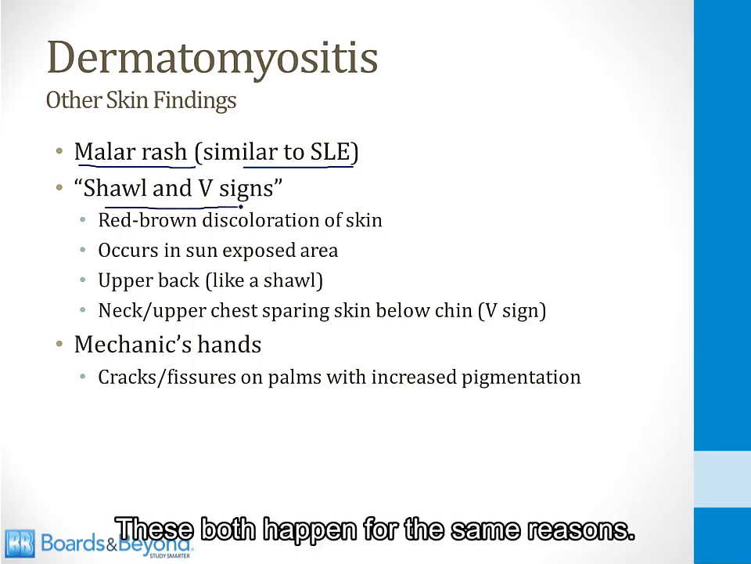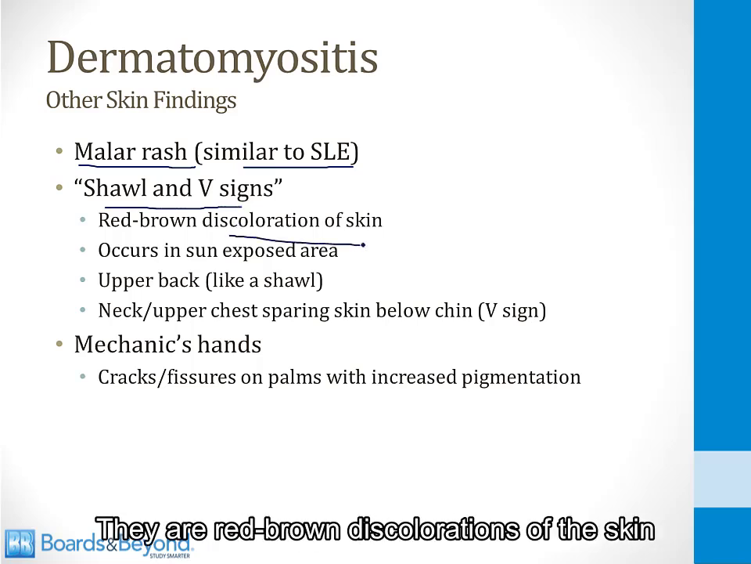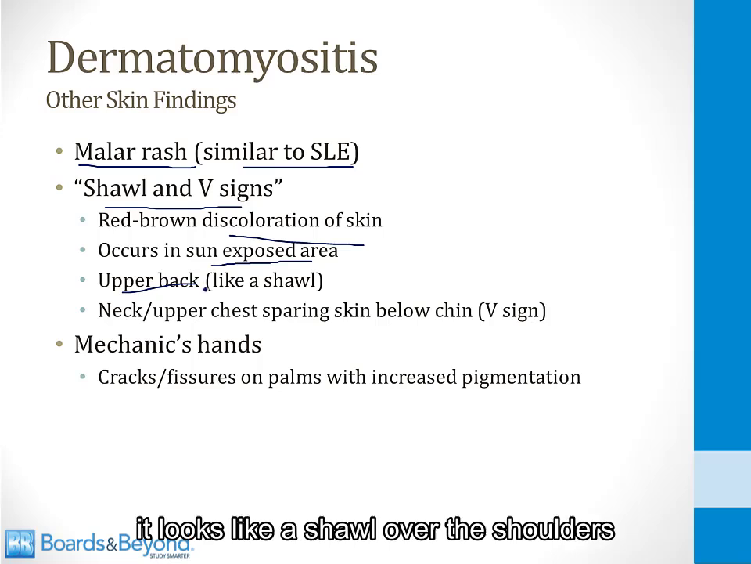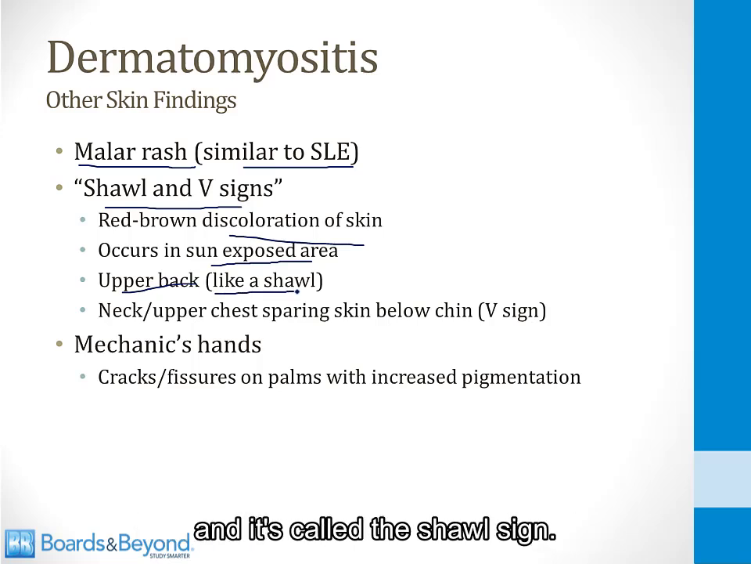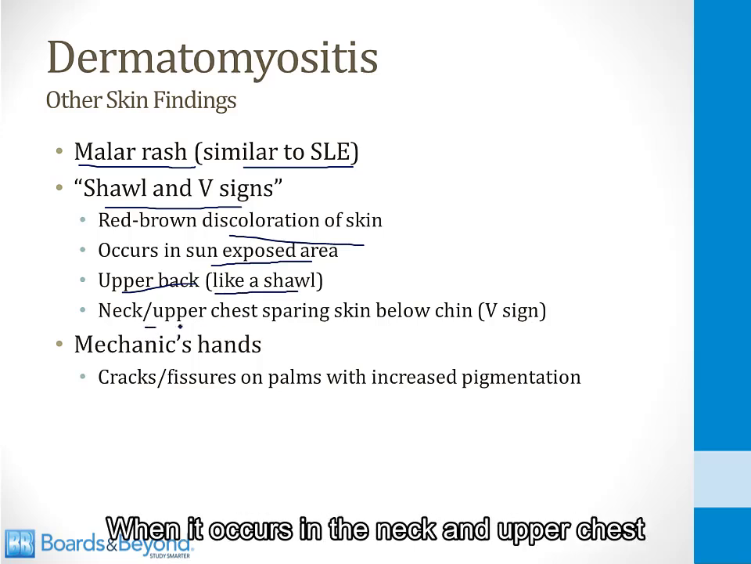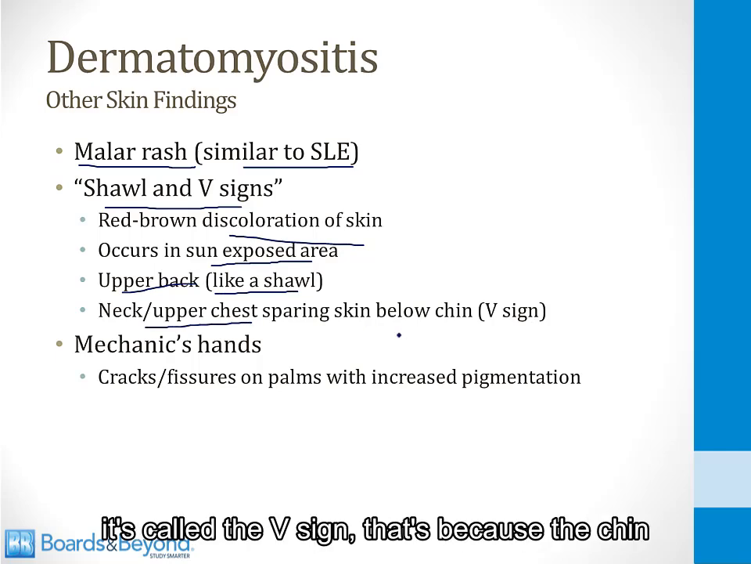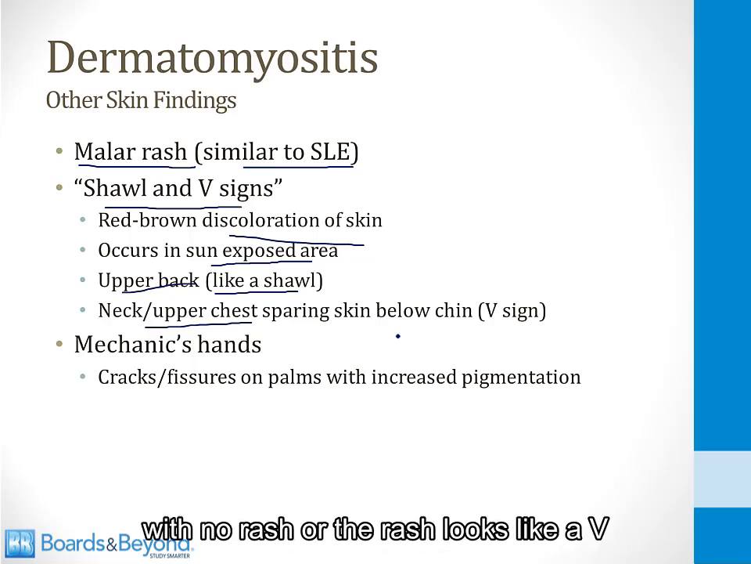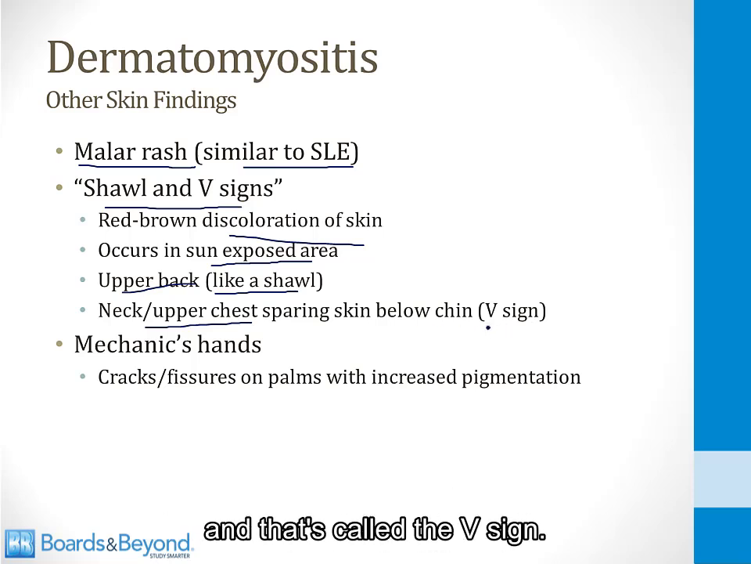These both happen for the same reasons. They are red-brown discolorations of the skin that occur in sun-exposed areas. When this occurs in the upper back, it looks like a shawl over the shoulders, and it's called the shawl sign. When it occurs in the neck and upper chest, it's called the V sign. That's because the chin blocks some of the sunlight and usually creates a small area with no rash, so the rash looks like a V, and that's called the V sign.